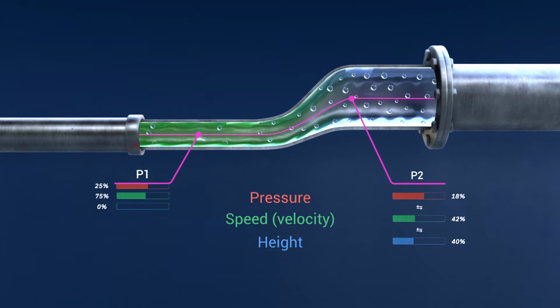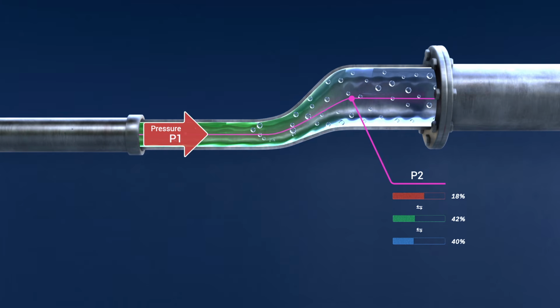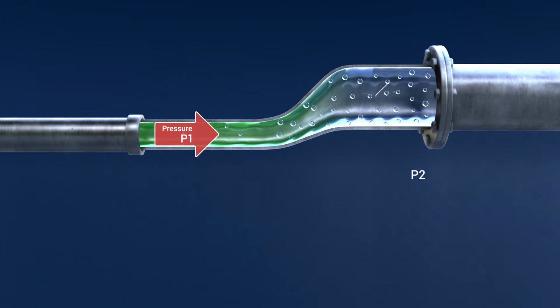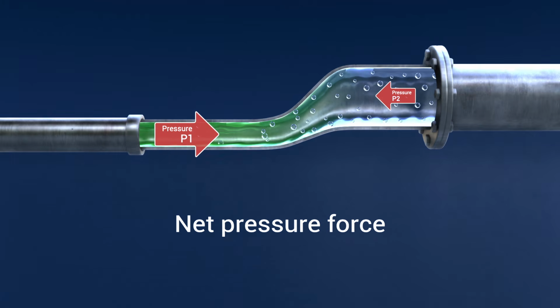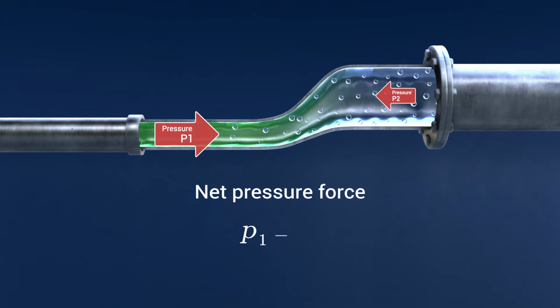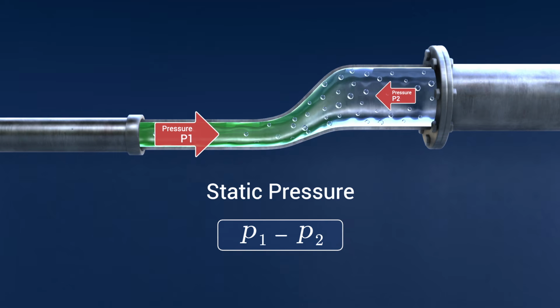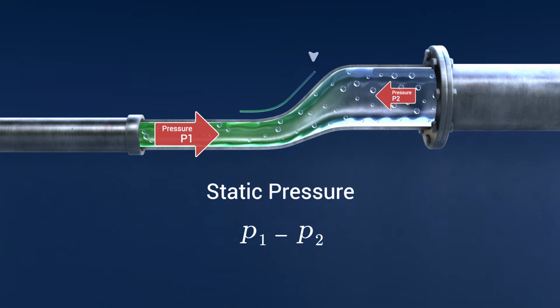At point 1, pressure P1 pushes the water forward into the next section of pipe. At point 2, pressure P2 pushes back against the flow. So the net pressure force acting on the fluid is shown by the following equation: P1 minus P2. This difference in pressure is what we call the static pressure term in Bernoulli's equation. The work done by this pressure difference supplies energy to the fluid. As the pipe widens, the velocity changes according to the continuity equation.